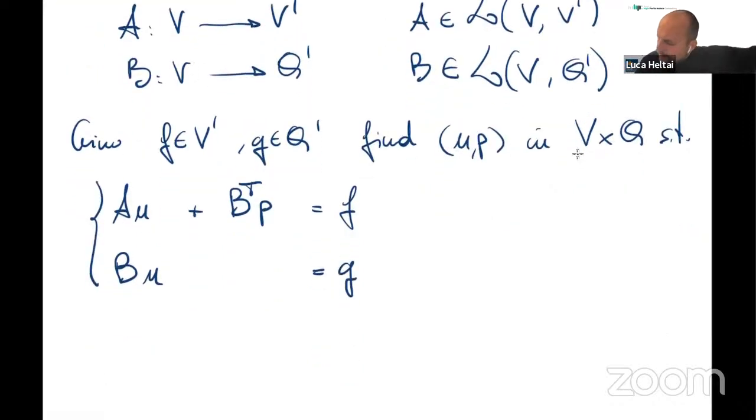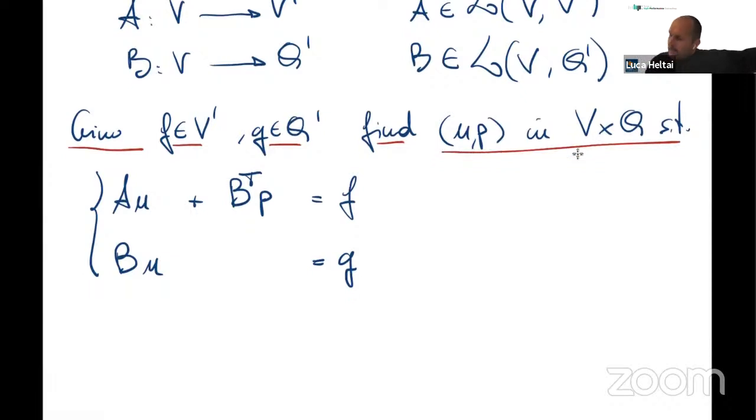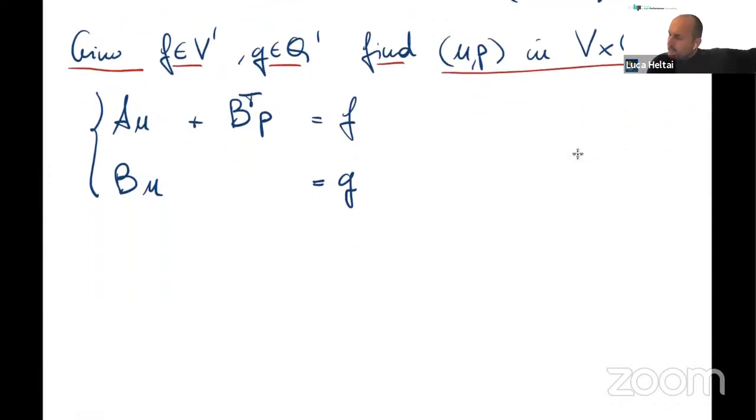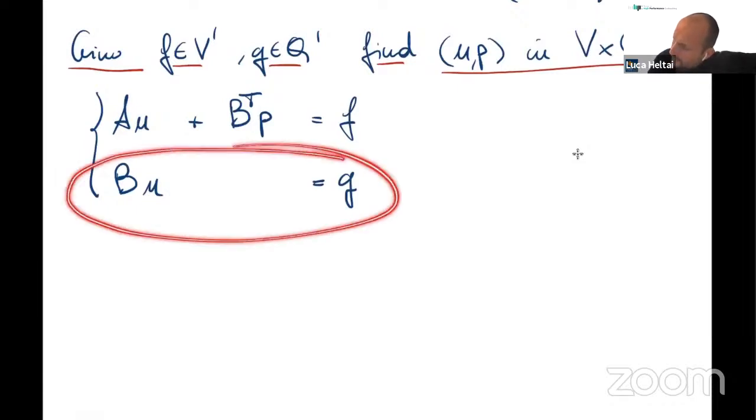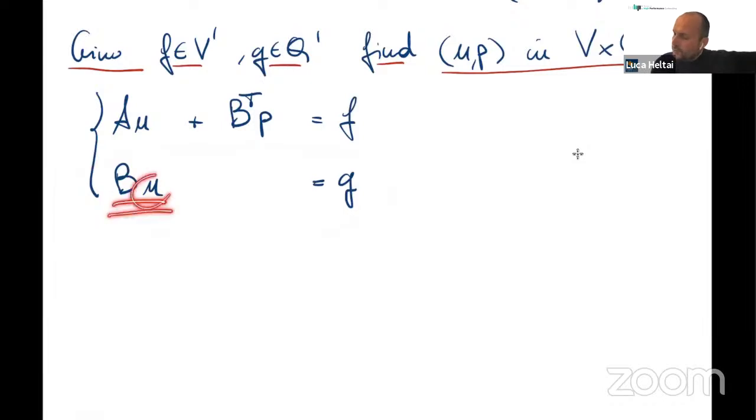If you look at it in this way, this problem arises whenever you have a constraint that you want to satisfy. In other words, if you look at this equation here, you should interpret B as a constraint that you want the solution U to satisfy, and P is the Lagrange multiplier associated to this constraint. Is that clear? These are often also called saddle point problems. And when A is a symmetric operator, so the dual of A is equal to A, then you can recast this as a saddle point problem on the energy spaces.